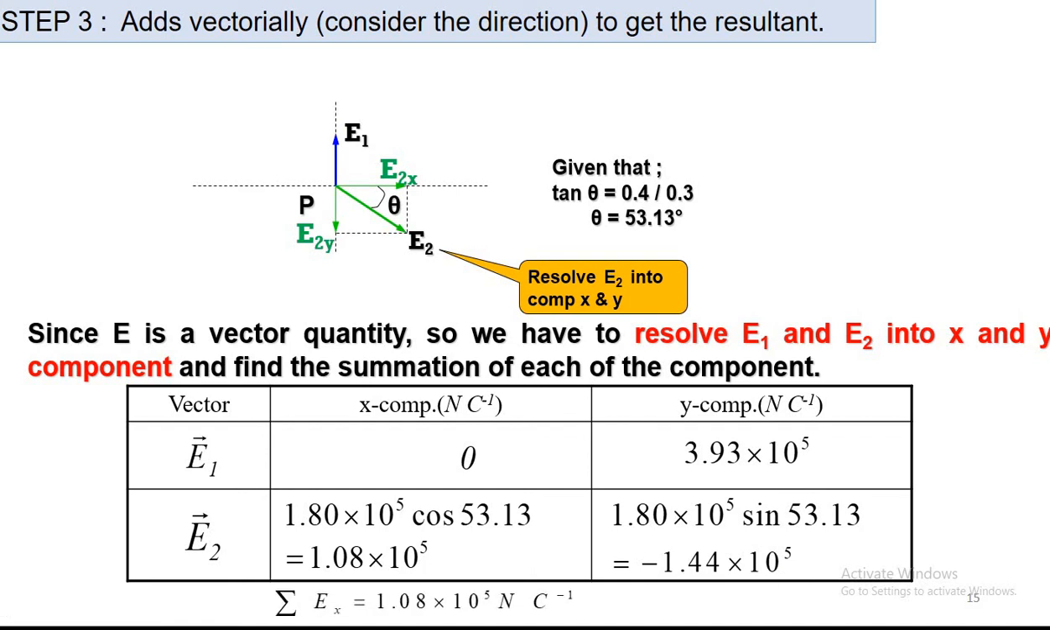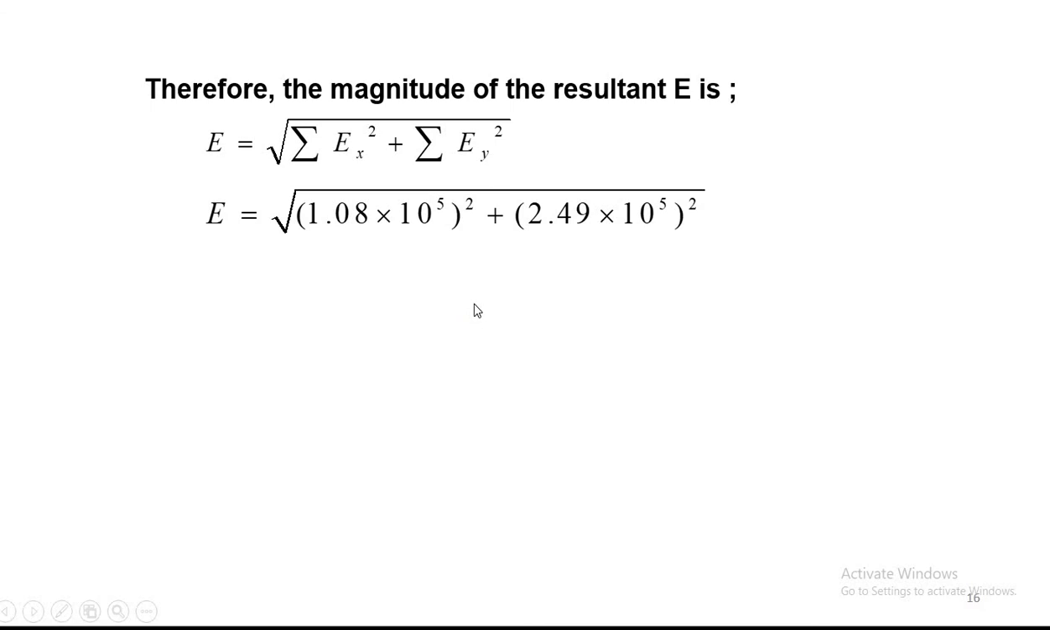And then you get the resultant for EX equal to 1.08 times 10 to the power 5 Newton Coulomb negative 1. Resultant for Y component equal to 2.49 times 10 to the power 5 Newton Coulombs negative 1. Therefore, the magnitude of the resultant E equal to square root of EX squared plus EY squared. Your EX squared, 1.08 times 10 to the power of 5 squared plus 2.49 times 10 to the power of 5 squared. You get the E resultant 2.714 times 10 to the power of 5 Newton coulombs.